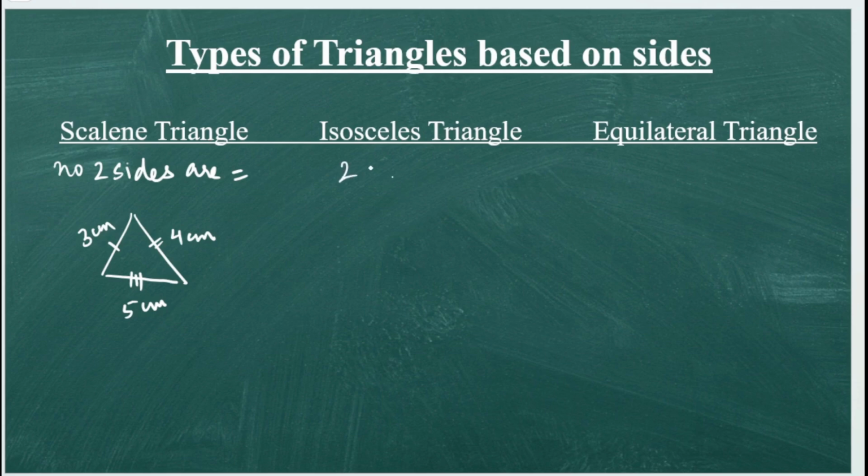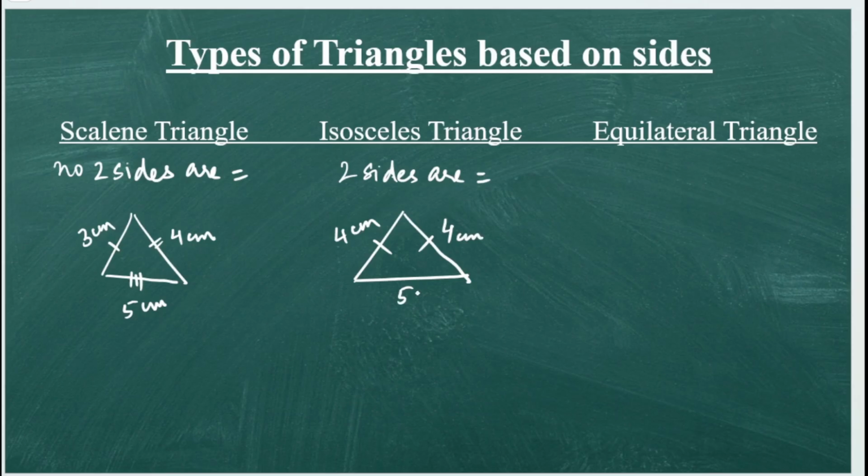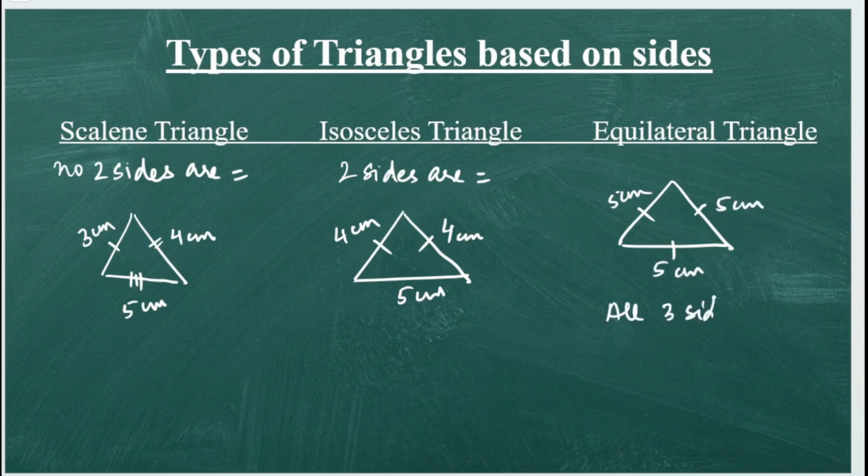Isosceles triangle when two sides are equal. So that means if this is a triangle, and this side and this side are equal, suppose they are equal to 4 centimeter each, and the third side is 5 centimeter, so these two sides are equal, so it is called an isosceles triangle. Equilateral triangle, as the word is telling you, means all the three sides are equal, and suppose each side is 5 centimeter in this case, so this is called an equilateral triangle. So when all the three sides are equal, the triangle is equilateral.